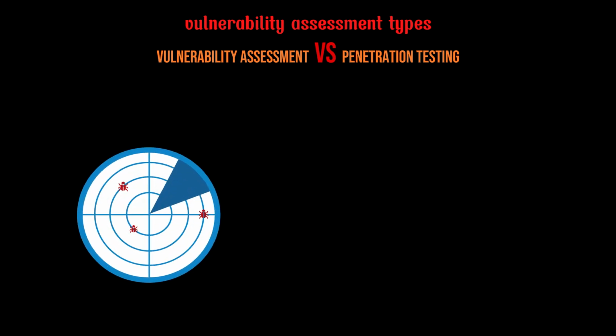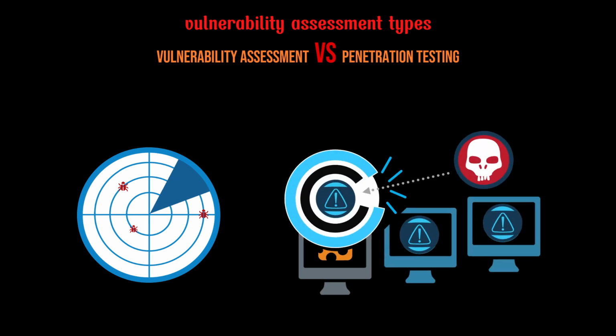Let me clear this first. Vulnerability assessment seeks to identify vulnerabilities and weaknesses, whereas penetration testing actively exploits these flaws to determine their real-world impact. Vulnerability assessments can help organizations identify problem areas and prioritize improvements, whereas penetration testing helps organizations understand the possible effects of successful attacks and improve their incident response capabilities.